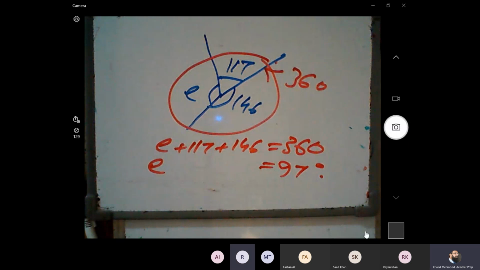Now, one more question. Now we are going towards a more complicated, technical question. This is about a shape in which a variable is involved, but in a different way. So see this shape. There is y, then 99, and then 2y is here, and then 65 is here, and then 109 is there.